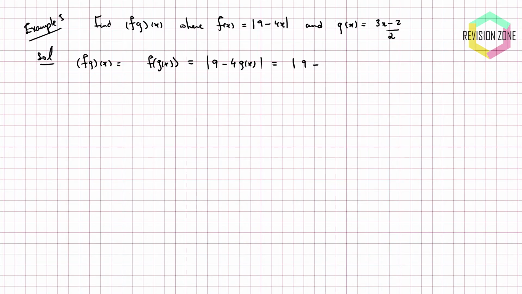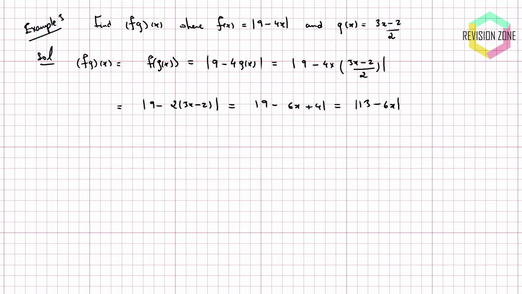At this stage, I can now substitute in the description of g of x. So I can say 9 take away 4 times g of x is just 3x take away 2 all over 2. Okay, and then we can maybe tidy this up a little bit more. So we can just say 9 take away, well, the 4 divided by 2 is going to give me 2. So we end up with this. And then we can expand the bracket to say 9 take away 6x plus 4. And then, of course, the 9 plus 4 is going to give me 13, and I end up with 13 take away 6x. So this is basically our composite function.